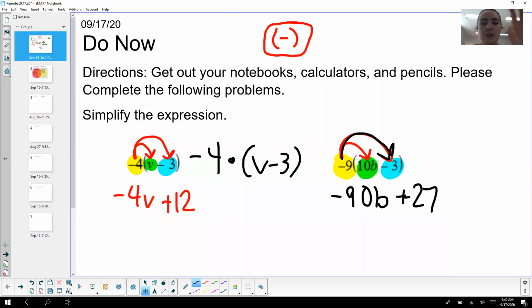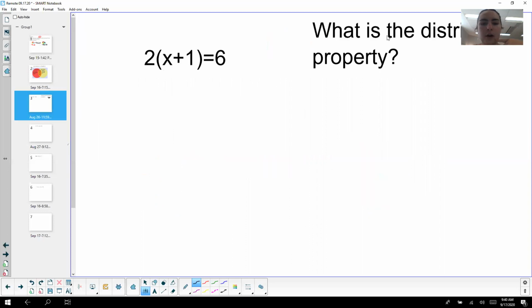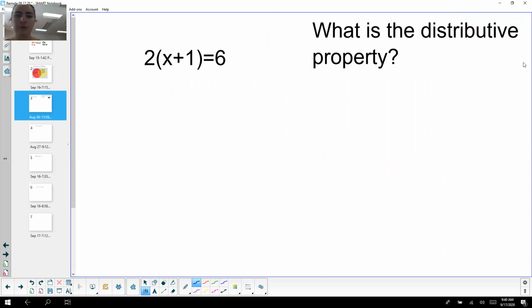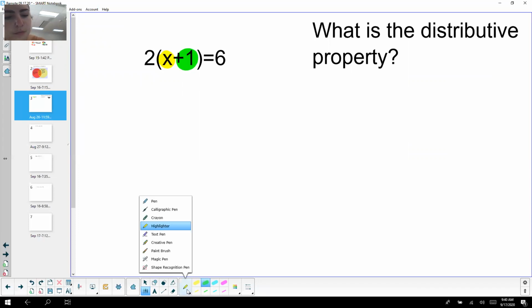So that's the difference. I wanted you guys to practice the distributive property by itself first in our do now. And now we're going to look at what is the distributive property. I'm going to move myself over here. So what is the distributive property? Again, I'm going to highlight my two terms on the inside of the parentheses. So I've got x and plus 1.